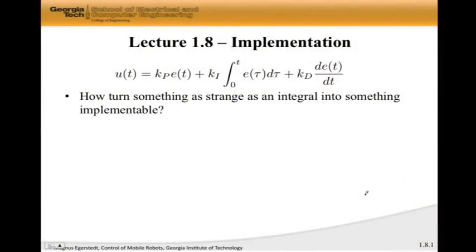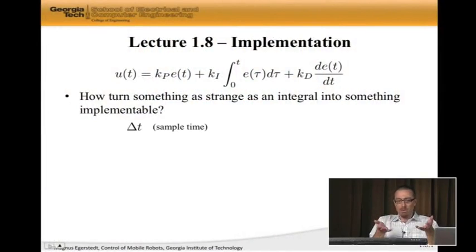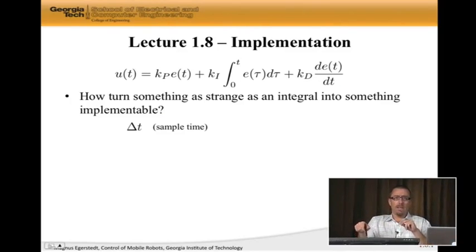Well, the first thing to note is that we always have a sample time. We're sampling at a certain rate. There's a certain clock frequency on the computer. What we need to do is take these continuous time objects that we have here in the PID regulator and have them be defined in this discrete time.